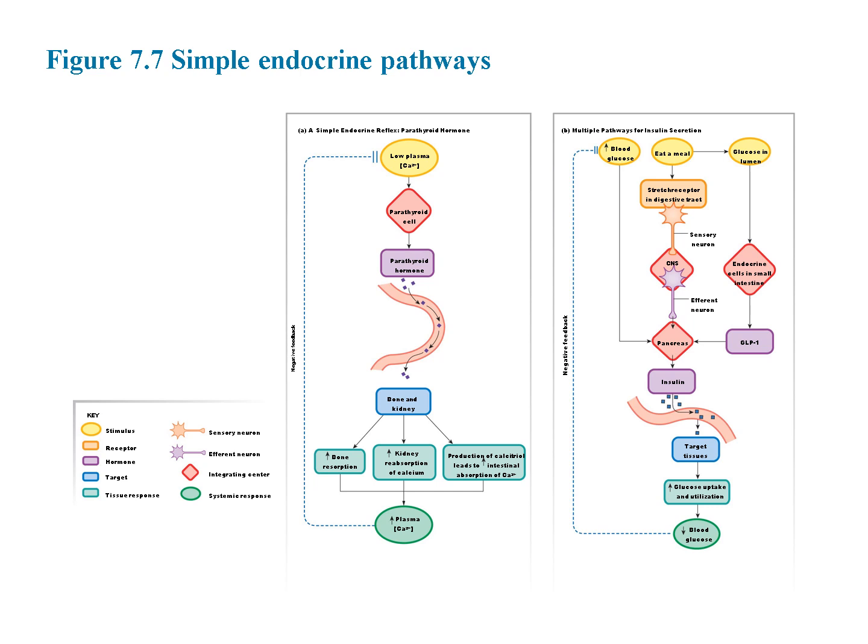The right diagram illustrates a complex endocrine pathway for insulin secretion. A rise in blood glucose levels activates a sensory receptor, which signals the integrating center in the pancreas. The pancreas releases insulin, which targets tissues to increase glucose uptake and restore normal blood glucose concentrations.